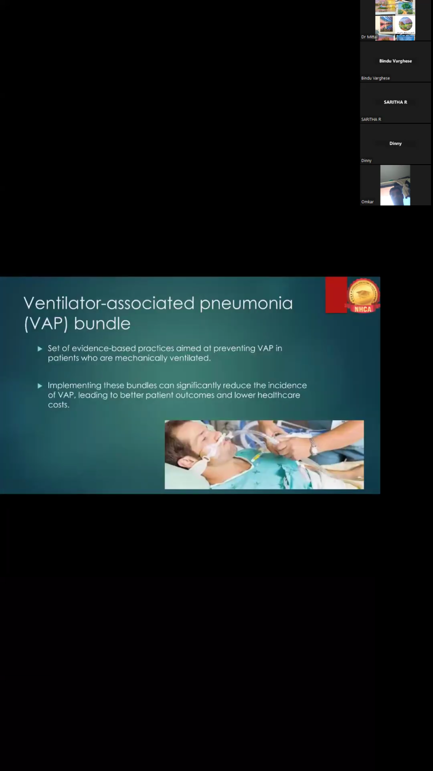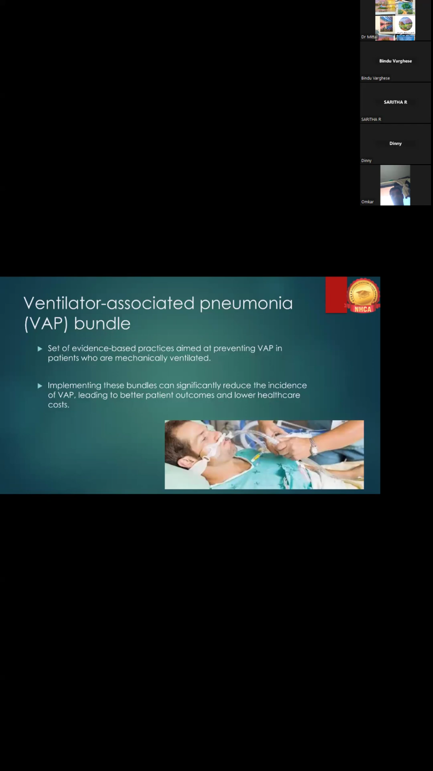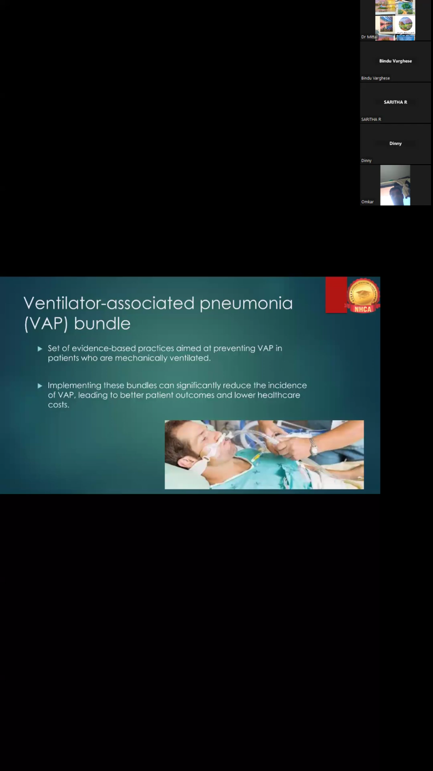Now, we need to consider 4 important things. Which are they? One is VAP, then CAUTI, CLABSI, and SSI. VAP is ventilator-associated pneumonia bundle. CAUTI is catheter-associated urinary tract infection. Third one is CLABSI, central line-associated bloodstream infection. And fourth one is surgical site infection. I'm sure all of you have understood this. So these 4 healthcare associated infections you have to know in detail.